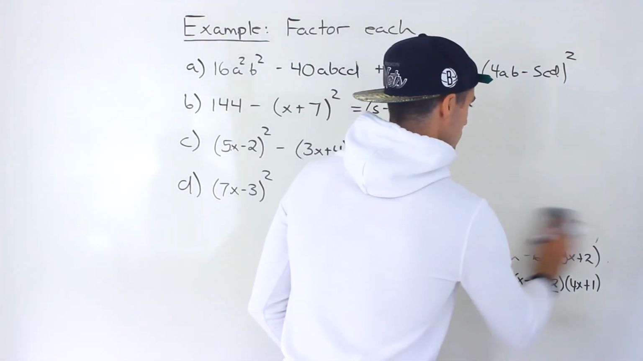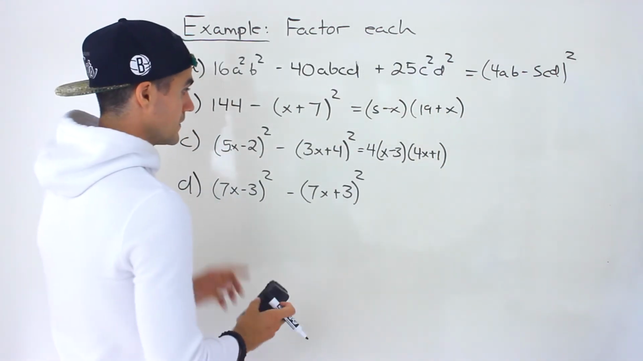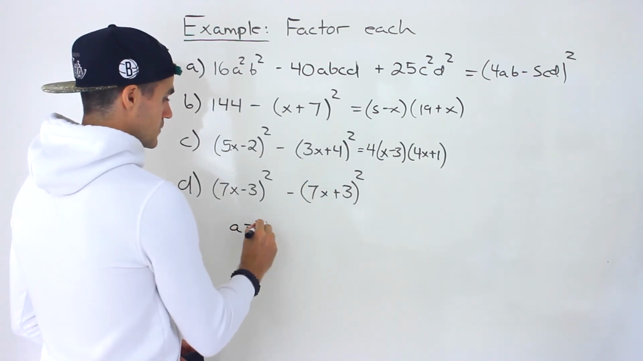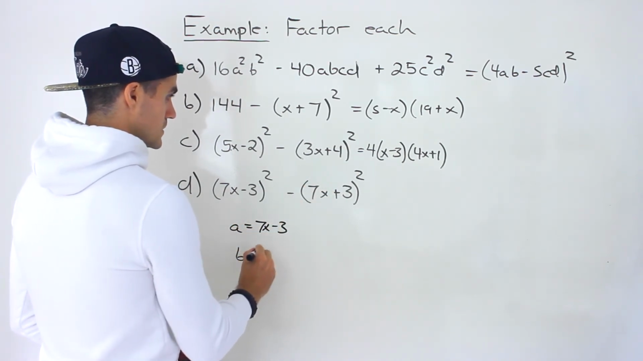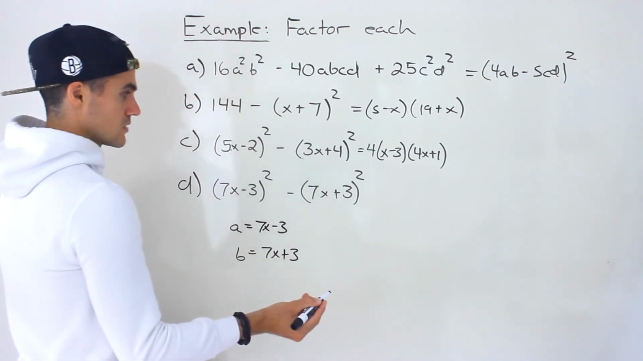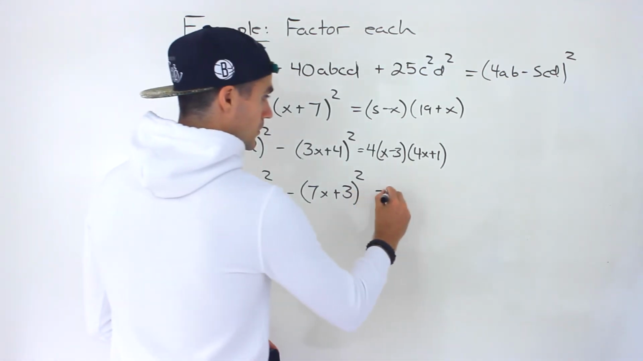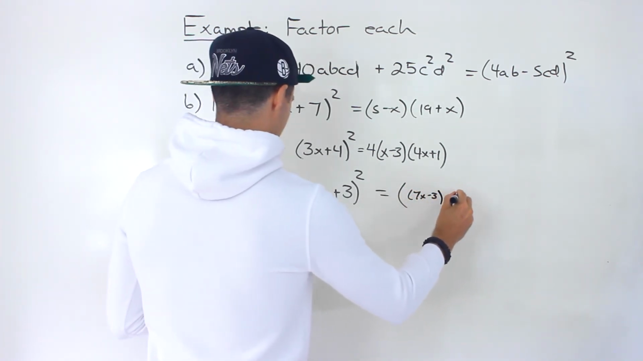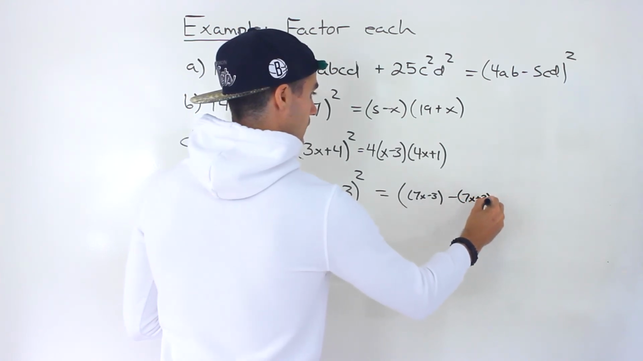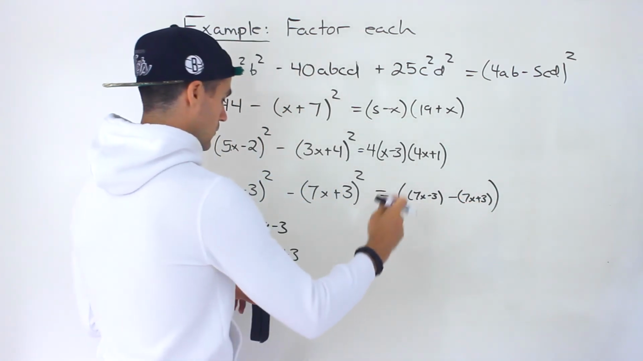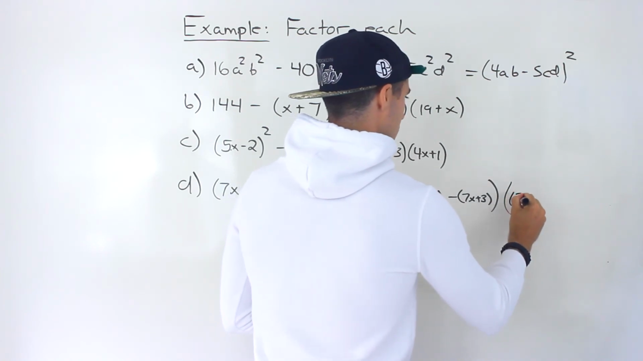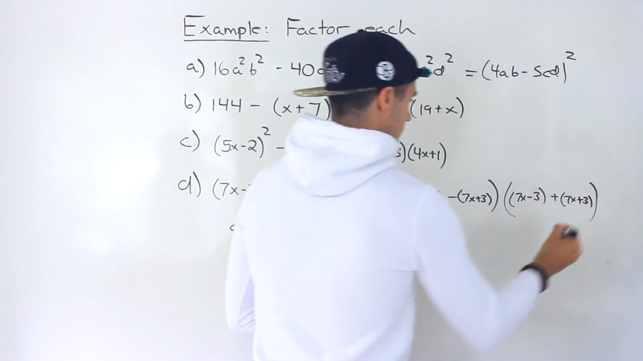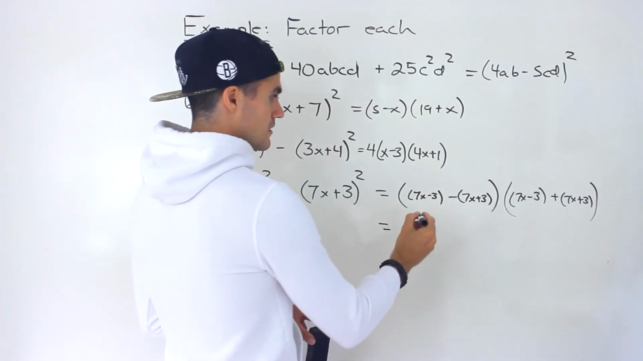Okay, moving on to part D. Another difference of squares, a squared minus b squared. The a value is 7x minus 3. The b value is 7x plus 3. And so applying that formula, a minus b, we'll have 7x minus 3 minus 7x plus 3, right? A minus b, and then we'll have a plus b: 7x minus 3 plus 7x plus 3.